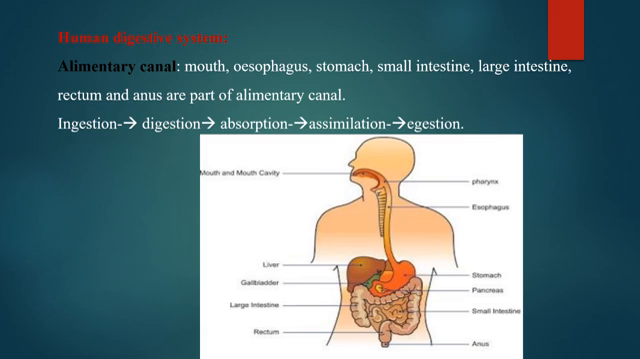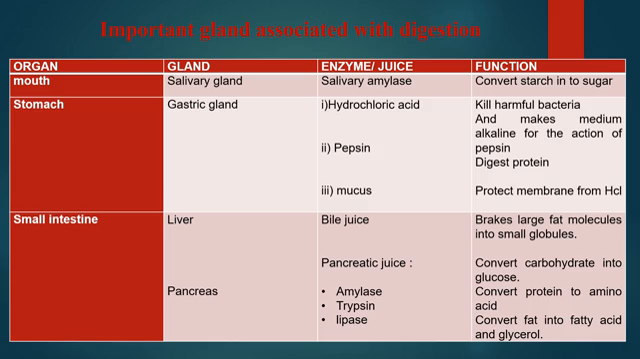Now we will study one by one. As we know the different parts of the alimentary canal, now we will study how the digestion of food occurs in the different parts of the alimentary canal. There are different glands and different enzymes which help in the digestion of food. First we will start from the mouth.